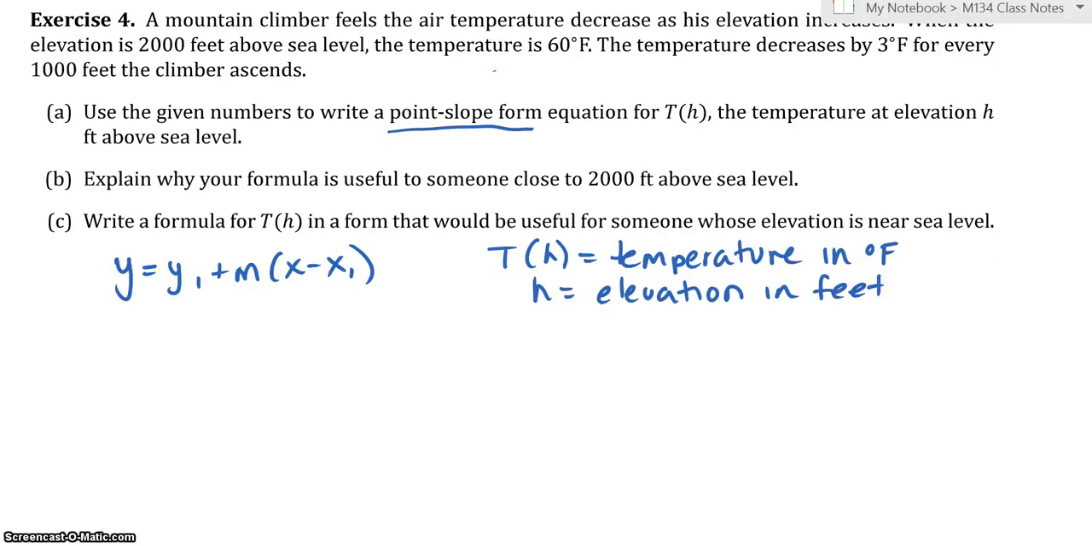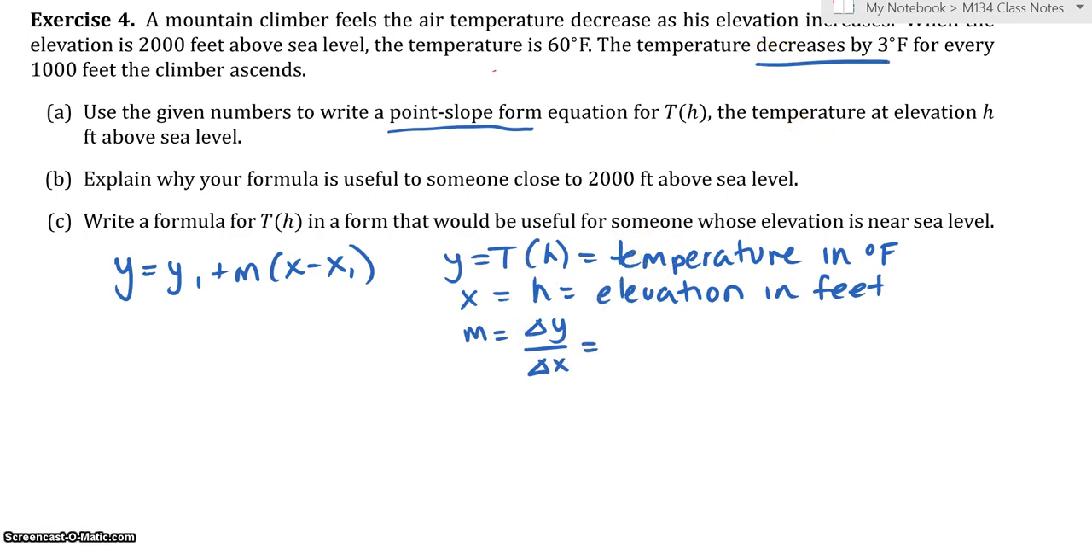So I'm going to start with the point slope formula. T of H I'm going to let be the temperature in degrees Fahrenheit, H the elevation in feet. Usually the T of H is like our Y, and this is like our X. And I'm going to find the slope. I need a slope and a point for this formula. So what is the slope? The slope is the change of Y over the change of X. And the Y is the change of temperature, because Y is the temperature.